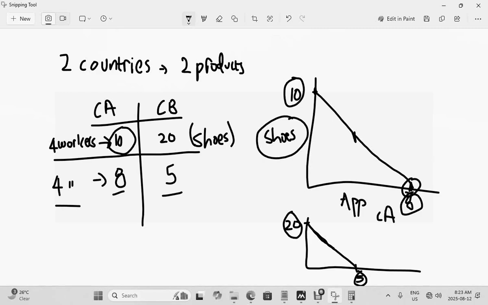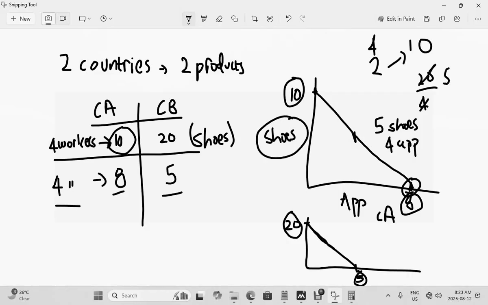However, if both countries decide to produce both products, appliances and shoes, let's say somewhere halfway in between, you have 5 shoes and 4 appliances, for example. Let's say they assign 2 workers for shoes and 2 workers for appliances. We can do the math over here. If 4 workers make 10 shoes, how many will 2 workers make? You have 2 times 10 over 4, so you will have 5 shoes.